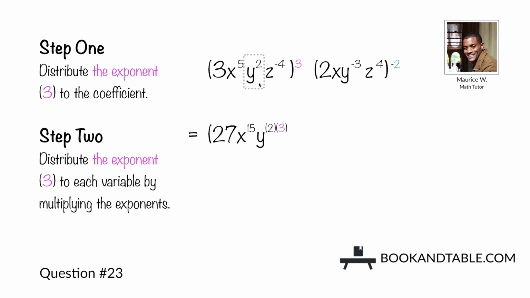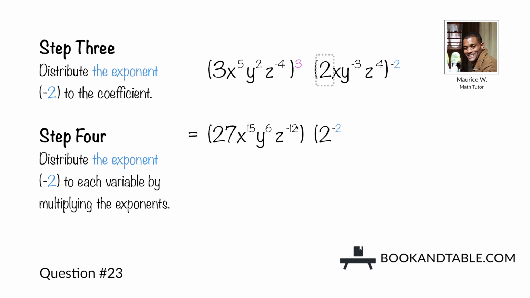For y, we have y to a power of 2 to a power of 3. That will become y to a power of 2 times 3, which is y to the 6th. And then we have z to the negative 4 to a power of 3. That gives you z to a power of negative 4 times 3, which is negative 12.